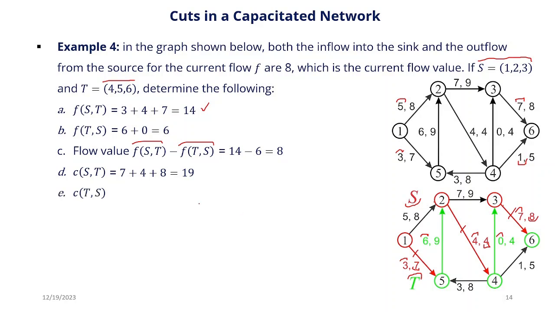In the same way, we can also talk about the capacity from the sink set to the source set, and that's straightforward enough. 9 plus 4, that gives us 13. So the last question said, what is the capacity of the cut? The capacity of the cut is indicated by from source to sink, only forward edges, and that gives us 7 plus 4 plus 8, which is 19.